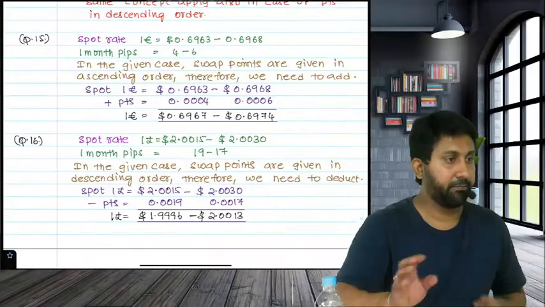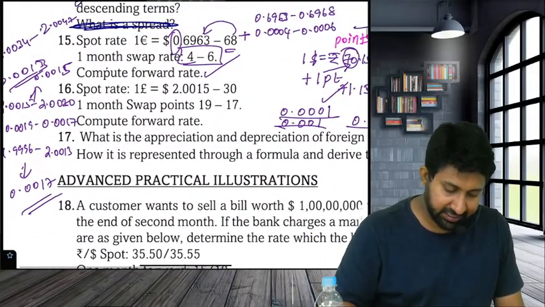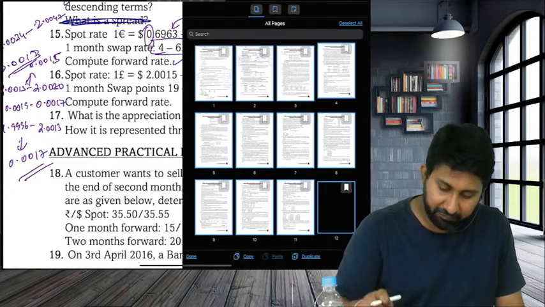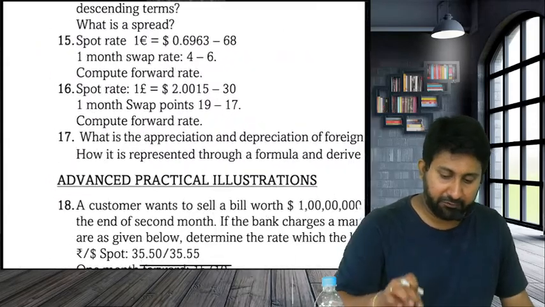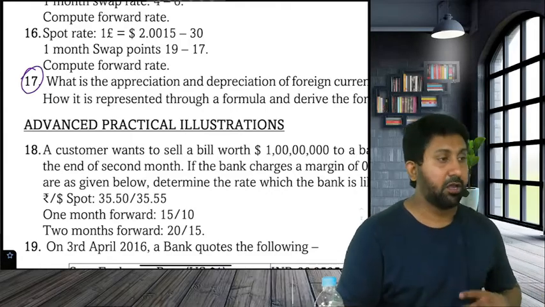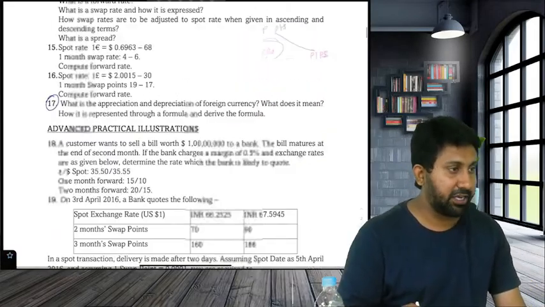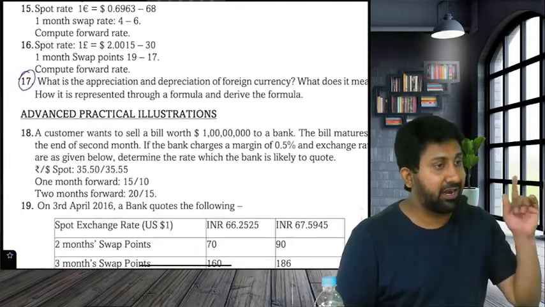Completed writing? So now we completed problem number 15 as well as 16. Okay. Now we are left with only one concept in the basics, the 17th question. What is that? What is appreciation and depreciation of foreign currency? What does it mean? How is it represented through a formula, and derive the formula.